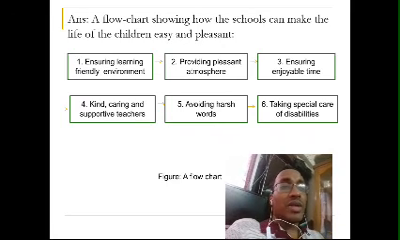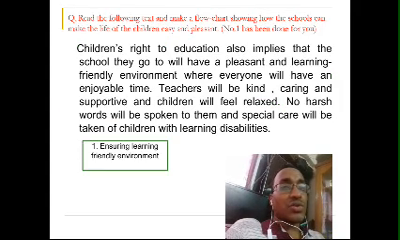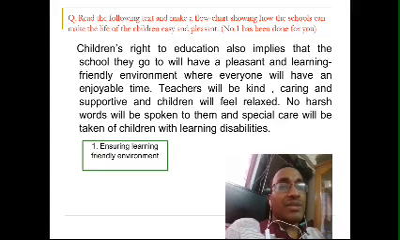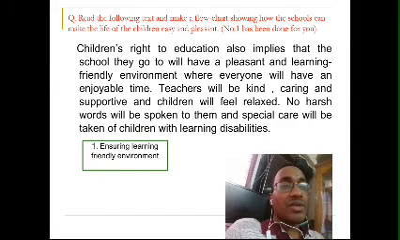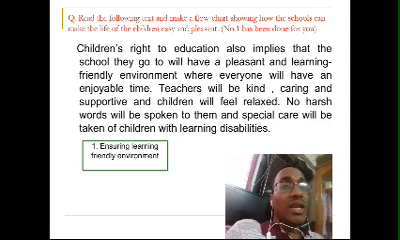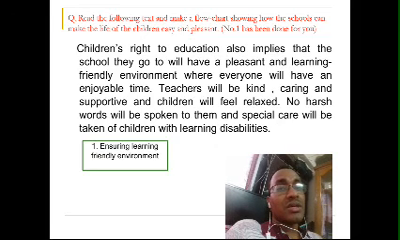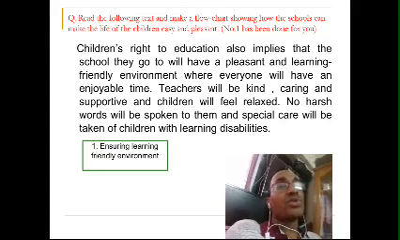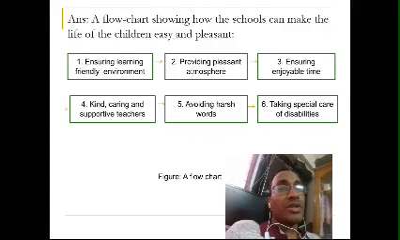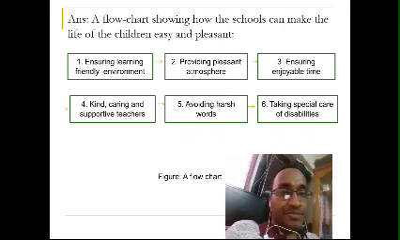So this is another point: the schools can be made a pleasant one for the students. So number 3, ensuring enjoyable time. From where have we derived it? You see, pleasant and learning friendly environment where everyone will have an enjoyable time. That means the authority or the teachers will provide enjoyable time to the students. So this is another way to make the school pleasant, that is ensuring enjoyable time.